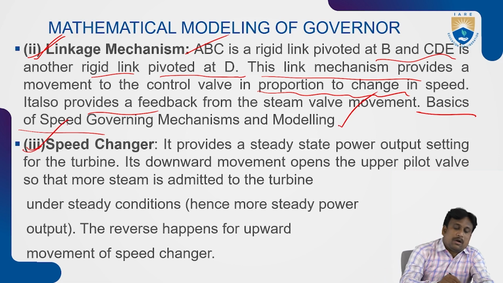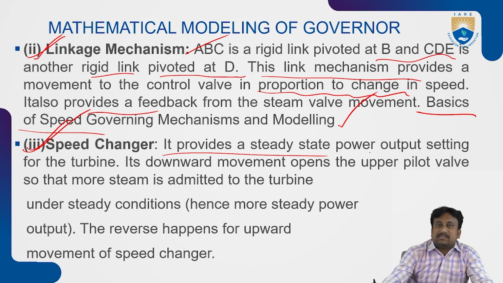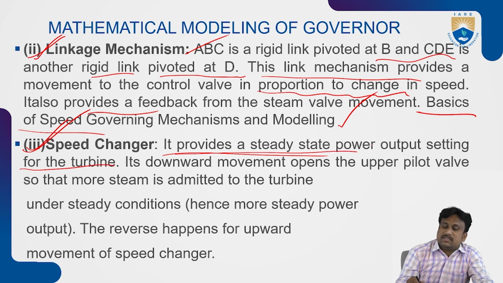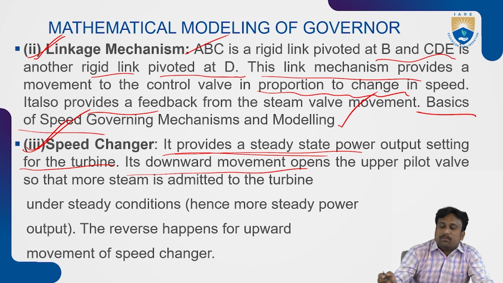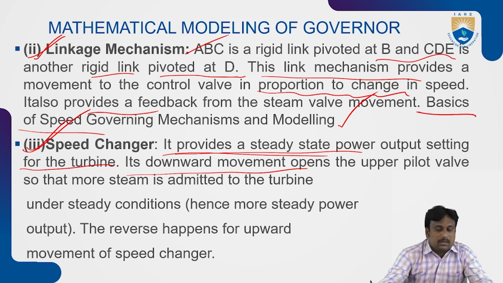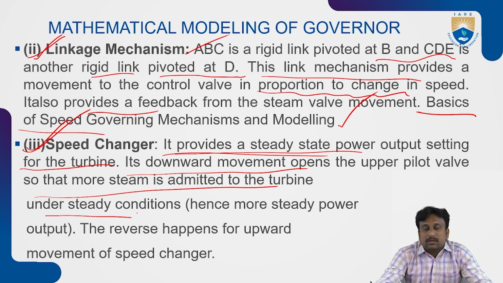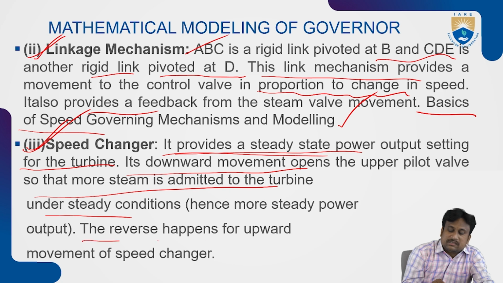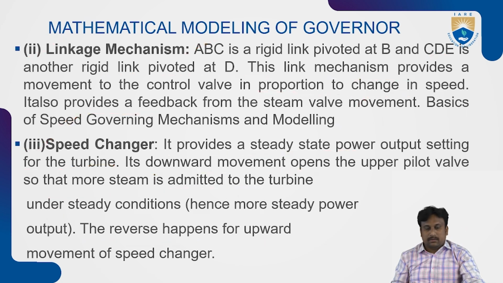We have another block called the speed changer. What is the speed changer? It provides a steady state power output setting for the turbine. Its downward movement opens the upper pilot valve so that more steam is admitted to the turbine. Under these steady state conditions, more steady power output is generated. The reverse happens for upward movement of the speed changer.